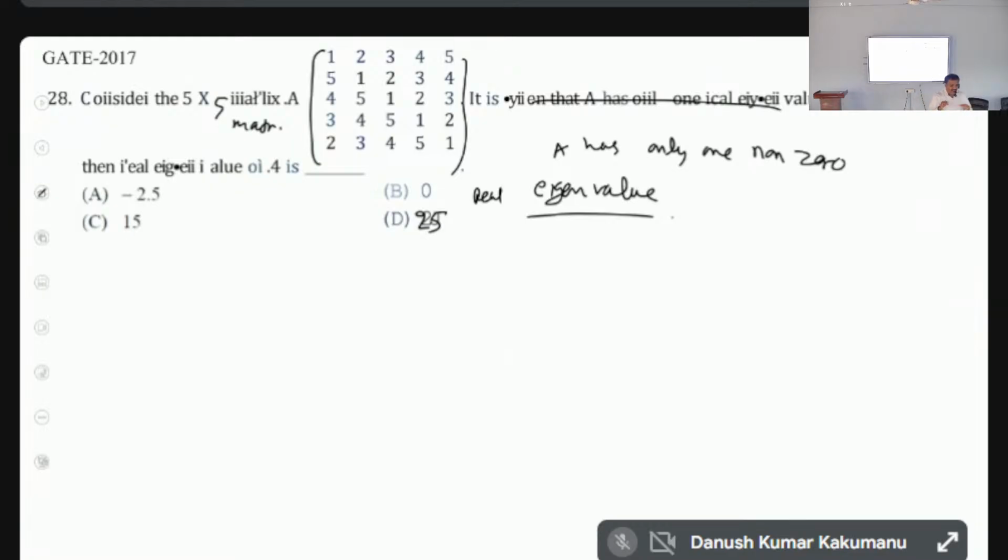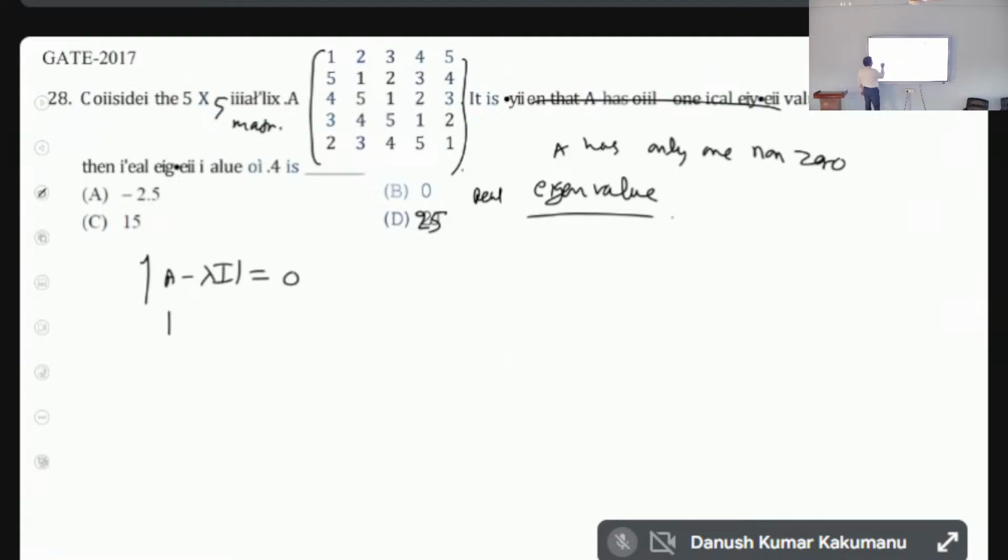One non-zero real eigenvalue means what about the remaining complex roots? The remaining will be complex conjugates. Okay. What is our one real eigenvalue? Determinant of A minus lambda equal to 0. What is the eigenvalue definition? It is the root of the characteristic equation.